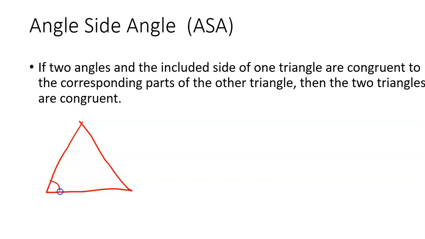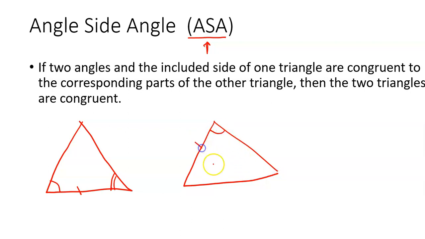So angle, side, angle. The side has to be between the two angles. Look at the way that it's written up here. Angle, side, angle, with the side in between the two angles. So if that's true for one triangle, and then you have a similar case for the other triangle, two angles and the included side. And again, the orientation doesn't have to be the same. It just has to be corresponding pieces. Two angles and an included side of one, two angles and an included side of the other, then the two triangles are congruent to each other.